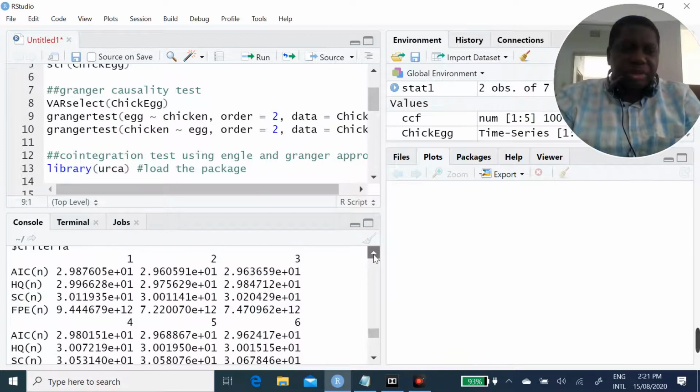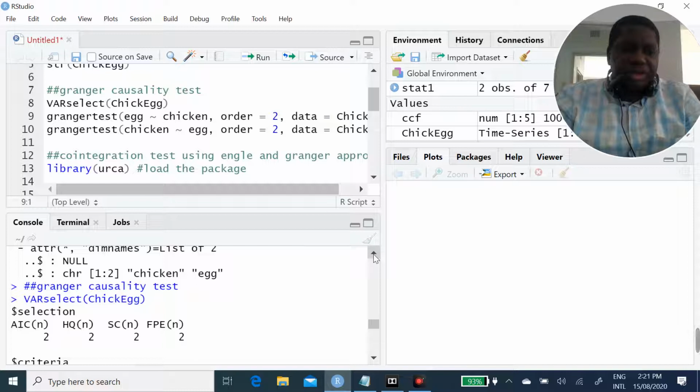If you look at the various selection criteria, AIC, HQ, SC, FPE, luckily all of them are 2, 2, 2, 2. So we are going to use the lag order 2 in our Granger test.